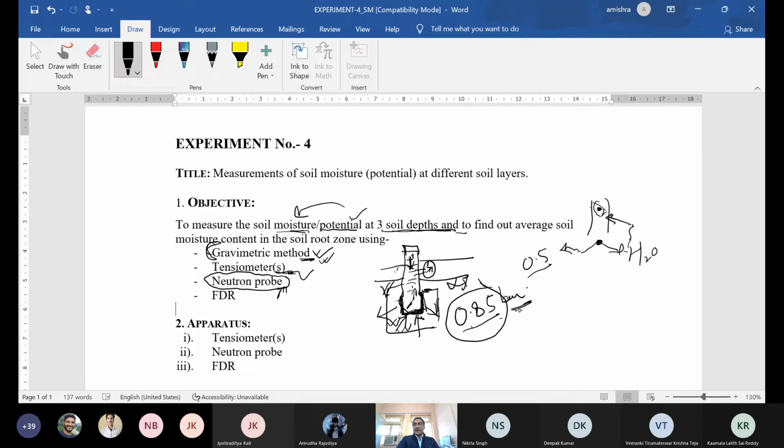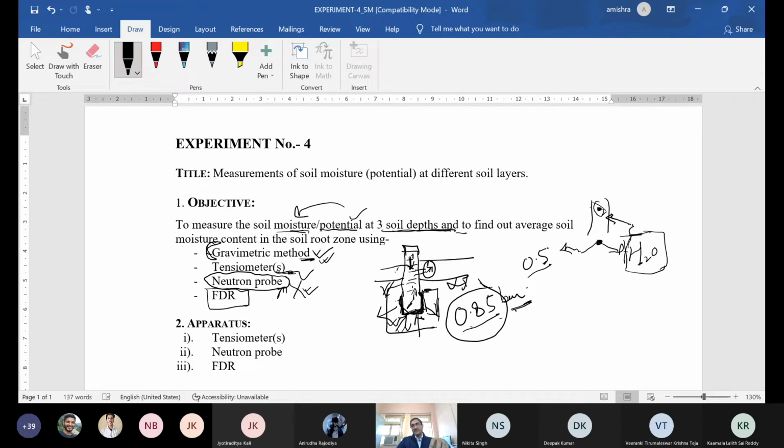So the ratio of emitted neutron versus reflected neutron simply gives us an idea about how much H2O or water is available there. Because of hydrogen, we are simply trying to find out the moisture content in the soil. However, it is not allowed to be used nowadays, neither for research purposes nor for any purpose, because of its radioactivity.